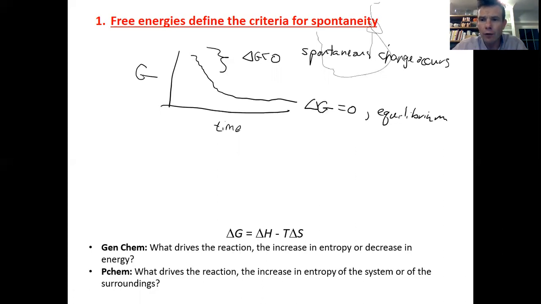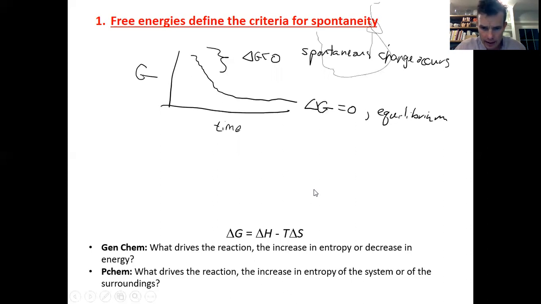And we actually frame this in a slightly different way in PChem. What we ask instead is, what drives the reaction? The increase in entropy of the system or of the surroundings? Remember, the starting point for all of this was the second law of thermodynamics, which concerns the total entropy of the universe. This is a clever way to get around dealing with the surroundings.